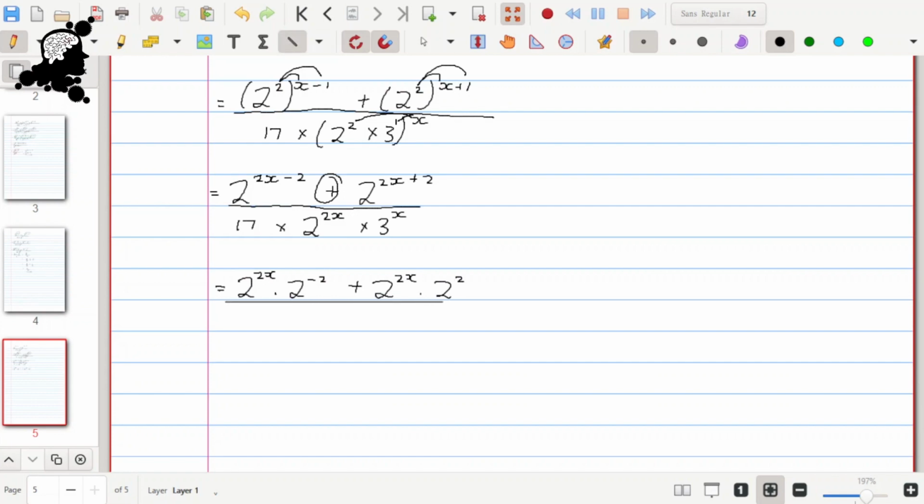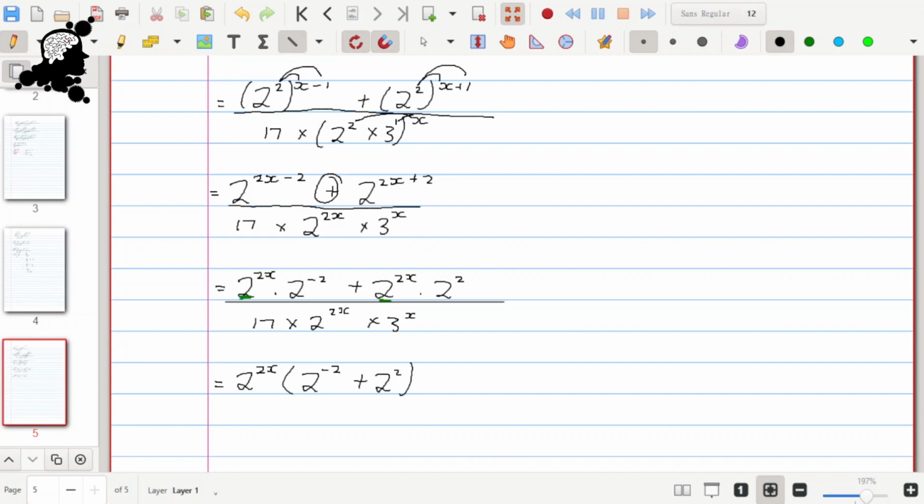All of this divided by, let's see, at the bottom nothing is changed. We've got 17 times 2 to the power 2x times 3 to the power x. Right, our next step is we need to factorize. I see there's 2 to the power 2x and 2 to the power 2x. Aha, we've got a common factor. So let me take out the common factor of 2 to the power 2x. I will then remain with 2 to the power minus 2 plus 2 to the power 2.